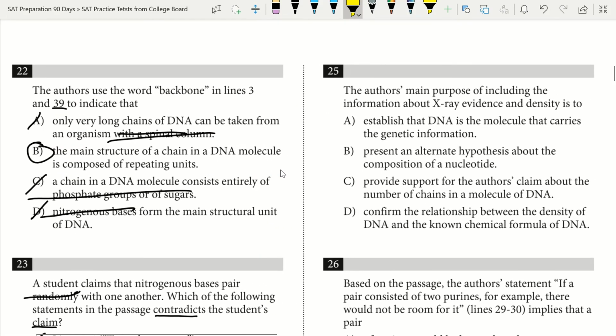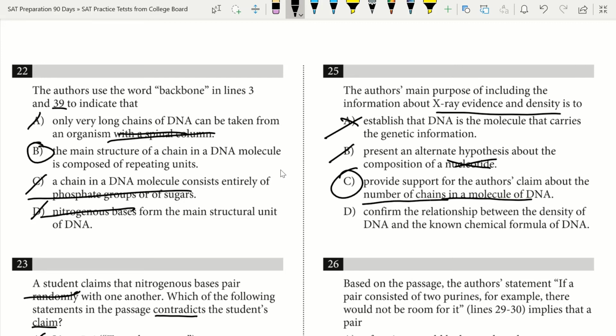All right. So the author's main purpose of including the X-ray evidence and density is to show that there are two chains. Let's find our answer that says that. We have A, establish DNA as the molecule that carries genetic information. No. B, present an alternate hypothesis about the composition of a nucleotide. No, those nucleotides are the things that are in between those backbones. C, provide support for the author's claim about the number of chains in a molecule of DNA. That's correct, right? That supported that two-chain model. So our answer there is going to be C.